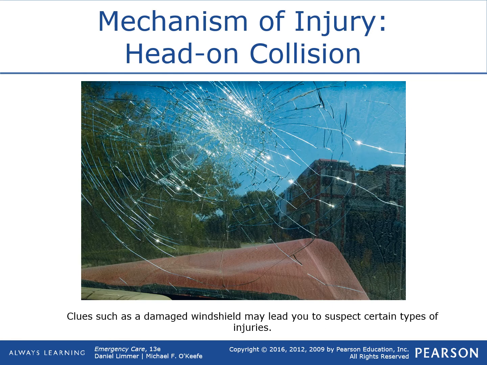Right here is an example of a spidered windshield. So you can see it kind of circles around, and here's the focal point right here. So this is called spidering, and it kind of branches out like that too. Spidering is very consistent with someone's head hitting the windshield. So if you ever see spidering on a windshield, think that someone may have hit their head off the windshield.